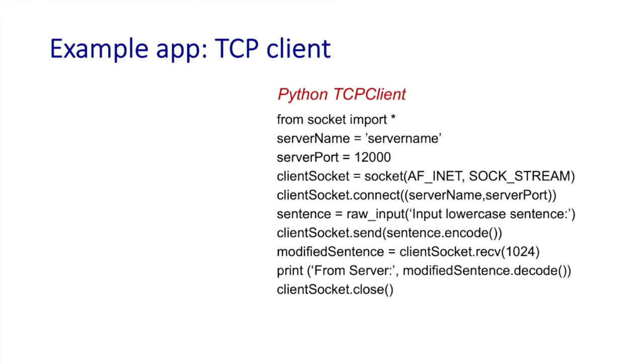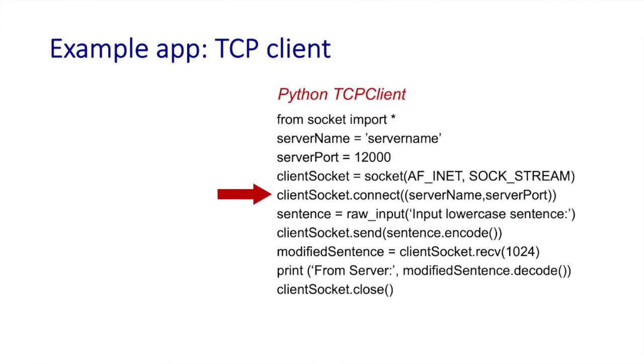Now let's take a look at the Python code for the client side of our application using TCP sockets. Our TCP-based client again begins by including the Python socket module. The server name and server port number are specified here. Then the TCP socket on the client side is created via a call to the socket method. Note that the arguments to the socket method here specify that this is an IPv4 socket, and SOCK_STREAM indicates that a TCP socket is to be created.